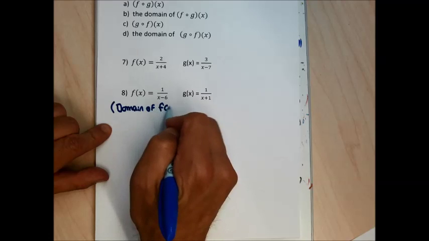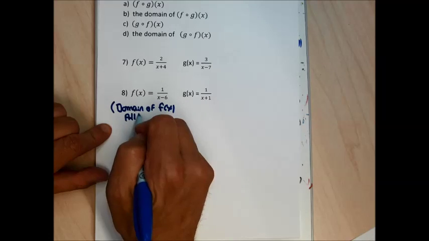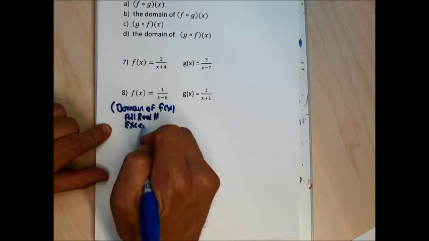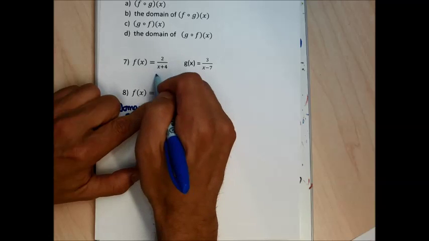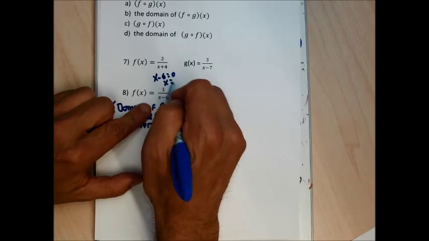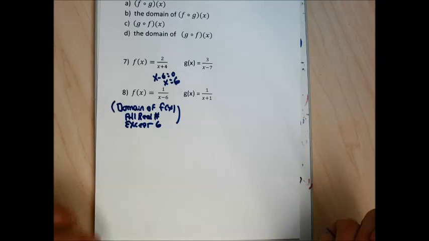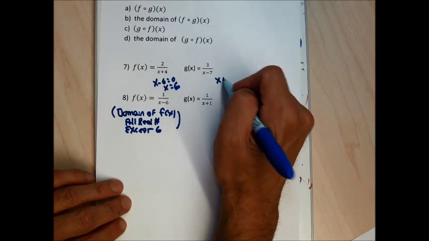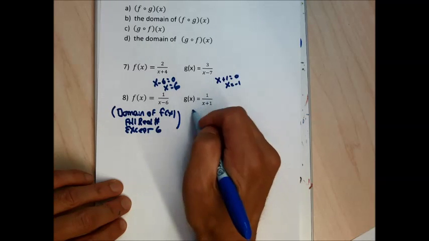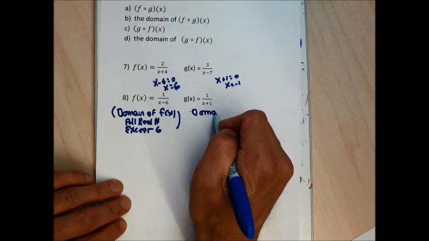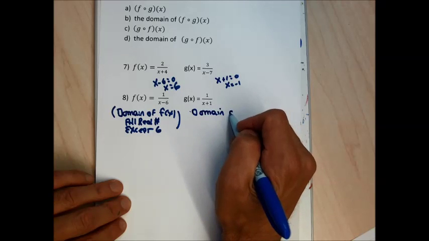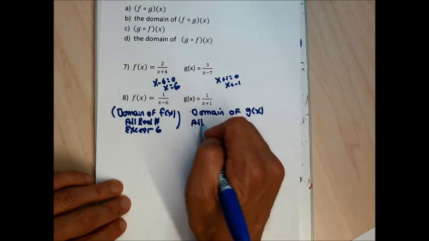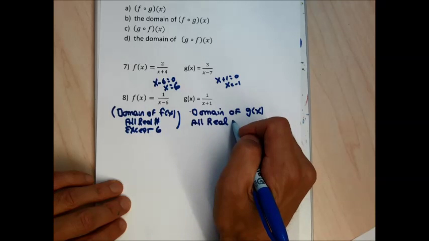of f of x is all real numbers except 6. Algebraically, I would just take the denominator and set it equal to 0 to get that 6. That's going to be important in one of the answers that we come up with in a bit. And for g, its domain is going to be all real numbers except negative 1. Because both the f and the g have domains that aren't all real numbers, the domain of the compositions are going to have numbers to exclude.